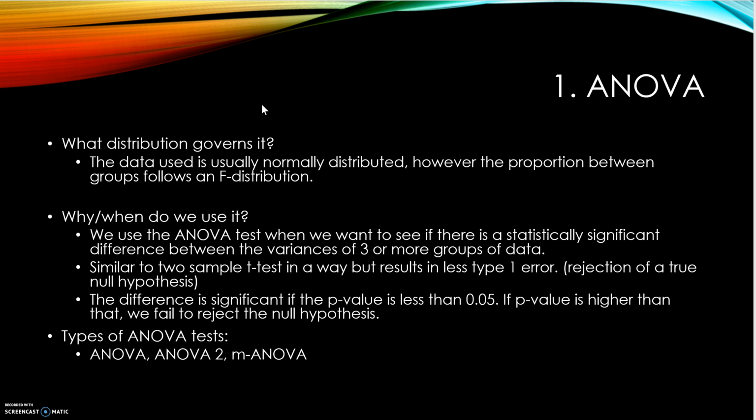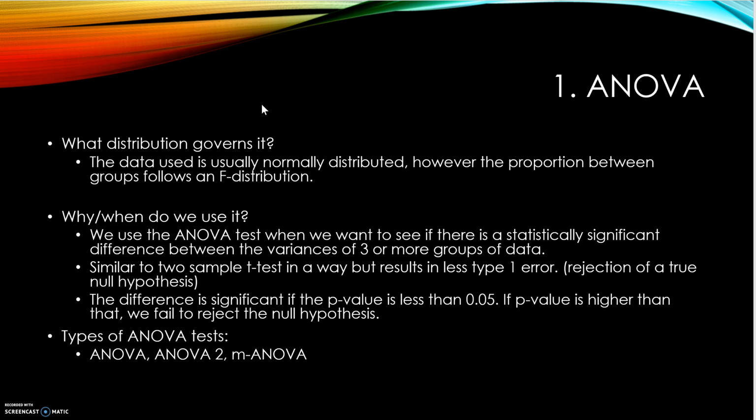It's similar to the t-test, but it results in less type 1 error, which is basically the rejection of a true null hypothesis. The difference is considered significant if the p-value is less than 0.05. And for our types of ANOVA tests, we have the ANOVA, ANOVA 2, and MANOVA.